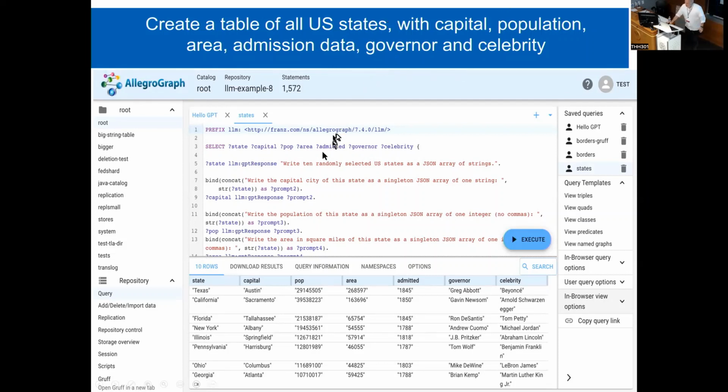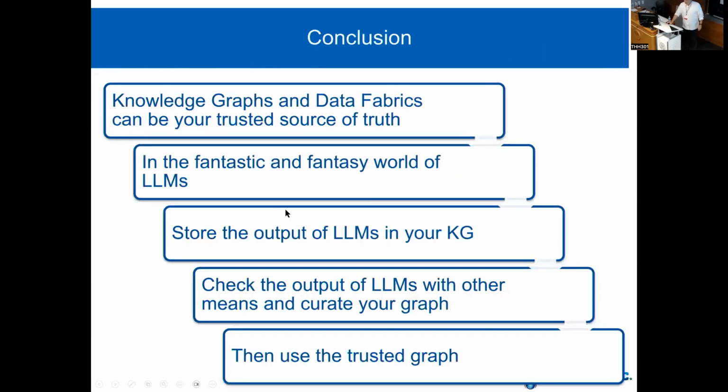And this is a whole series of queries that, once you've played with them, as I said before, we have a whole bunch of examples. Just playing with this, my conclusion is that knowledge graphs and data fabrics can be your trusted source of truth. LLMs are fantastic, but also fantasy. Store the output of LLMs in your knowledge graphs. You can check once it's in there. You can check the output of LLMs with other means.